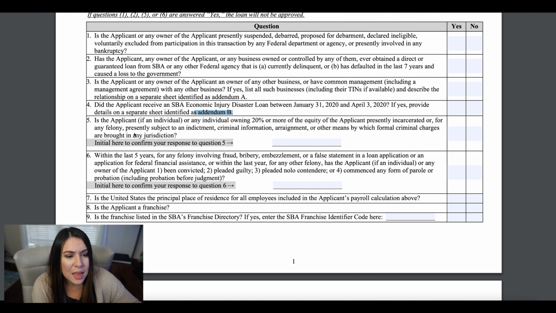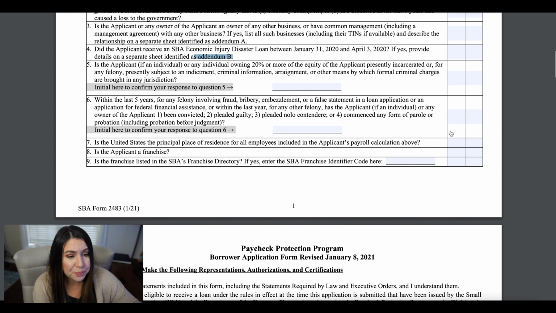Is the applicant, if an individual, or an individual owning 20% or more of the equity of the applicant, presently incarcerated or for any felony presently subject to an indictment, criminal information, arraignment, or any other means by which formal criminal charges are brought in any jurisdiction? So they want you to initial and then state yes or no.